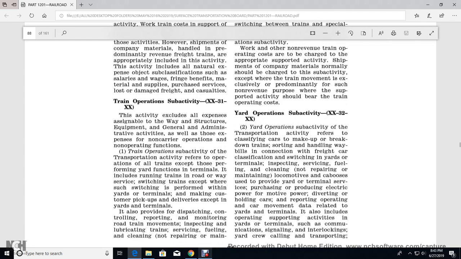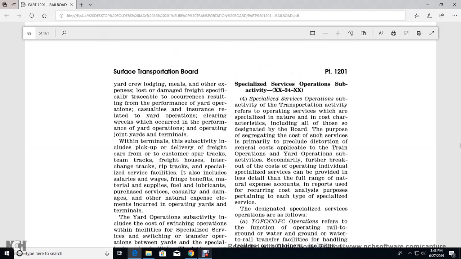Alright, yard operation sub-activity XX32XX. Yard operation sub-activity refers to classifying cars, make-up and breakup of trains, handling the connection from the freight car for classification, switching over the terminals, inspection, fueling, cleaning, not repairing, maintaining locomotives, providing power for the yard terminal, reporting operation of the car, and moving the related data to the yard terminals. All include the operating and supporting activities after the yard terminals, such as communication signals, interlocking, yard crew, and calling transportation.